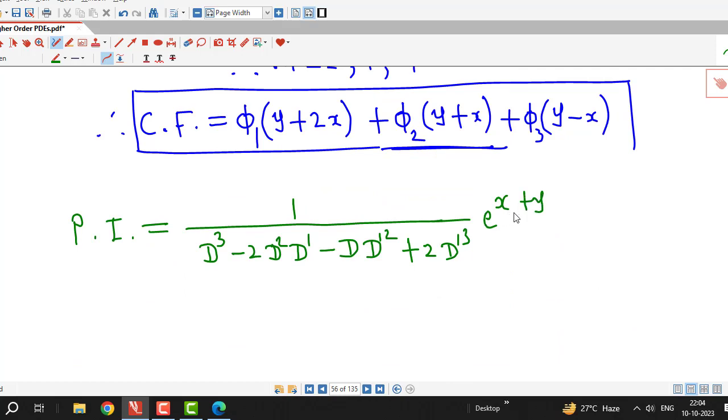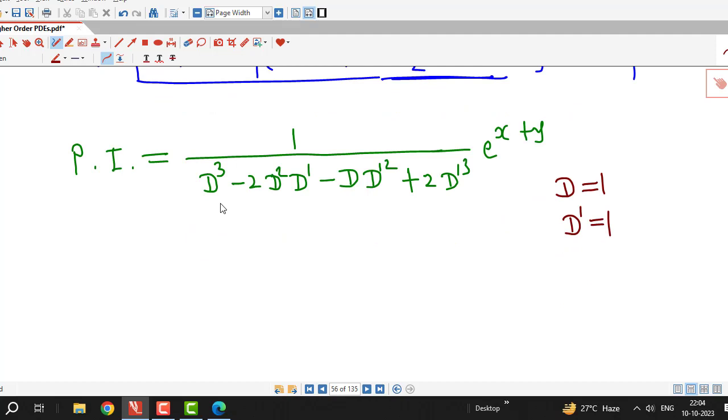So now, because this is an exponential function, I can apply that shortcut method. For that I have to put D equal to the coefficient of x, which is 1, and D dash equal to 1, and I have to check whether this remains non-zero after putting these values. So let me first check. D is 1, D dash is also 1, so this is going to be 1 into 1. Here also I have 1 plus 2. So you can see 1 minus 1 is 0, 2 minus 2 is 0.